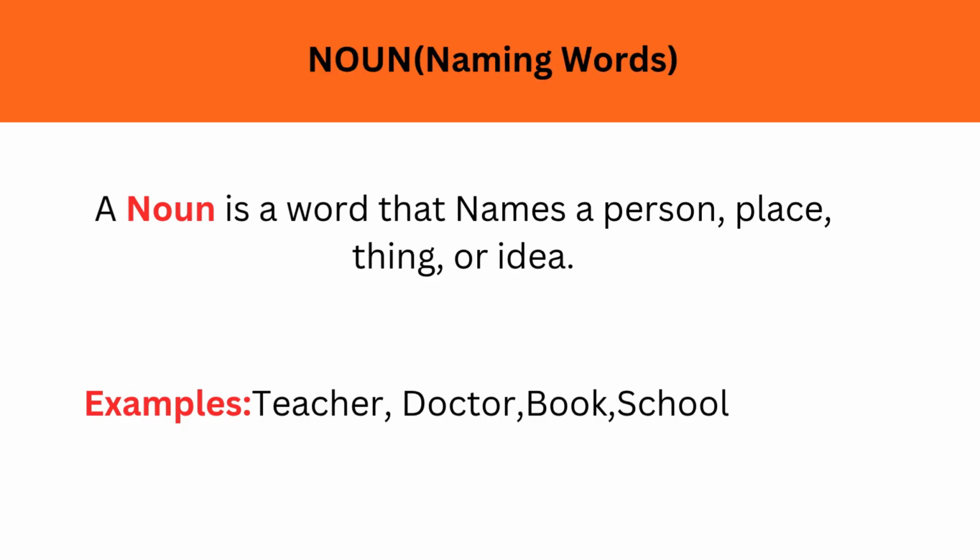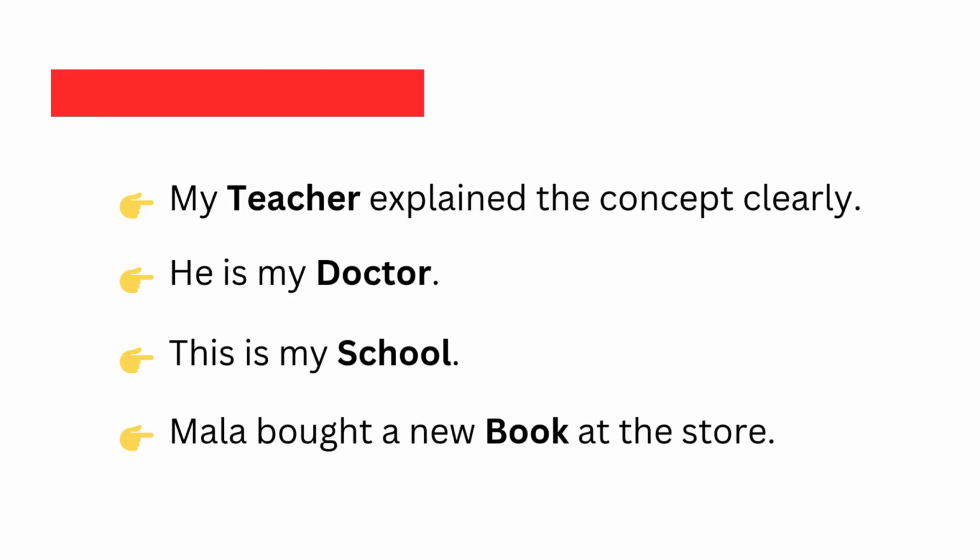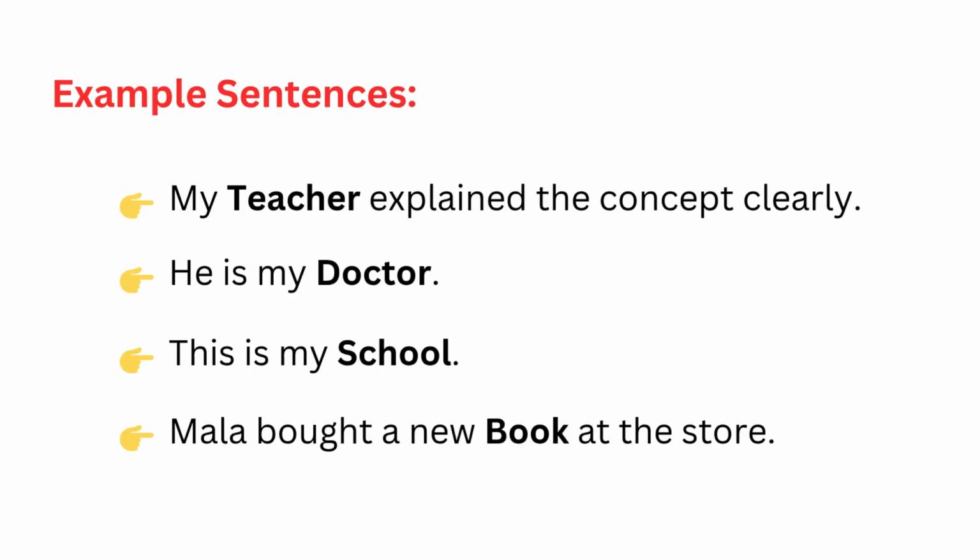Noun. Naming words. A noun is a word that names a person, place, thing, or idea. Examples are teacher, doctor, book, school. Example sentences: My teacher explained the concept clearly. He is my doctor. This is my school. Mala bought a new book at the store.